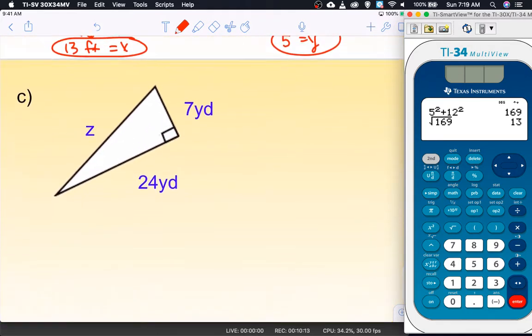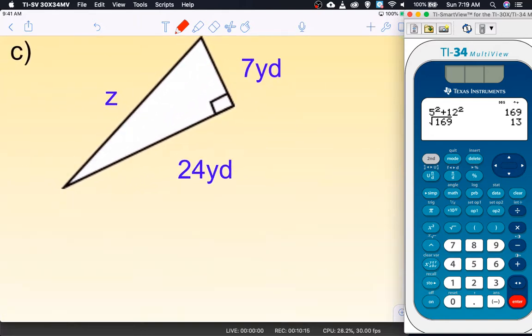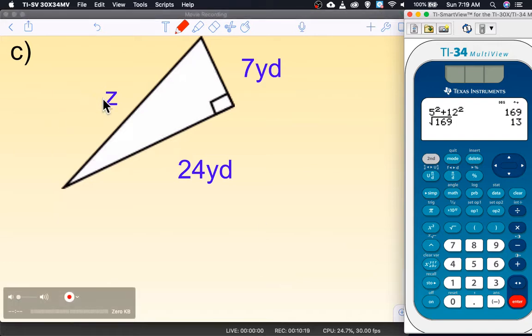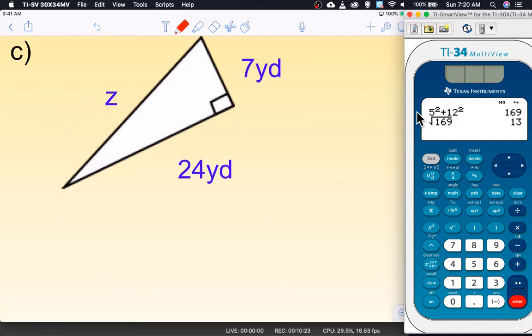Okay, here is one for you to try. So I'd like you to pause the video, and I'd like you to find out how big side Z is. When you're ready to continue, hit play, and we'll go through it together.